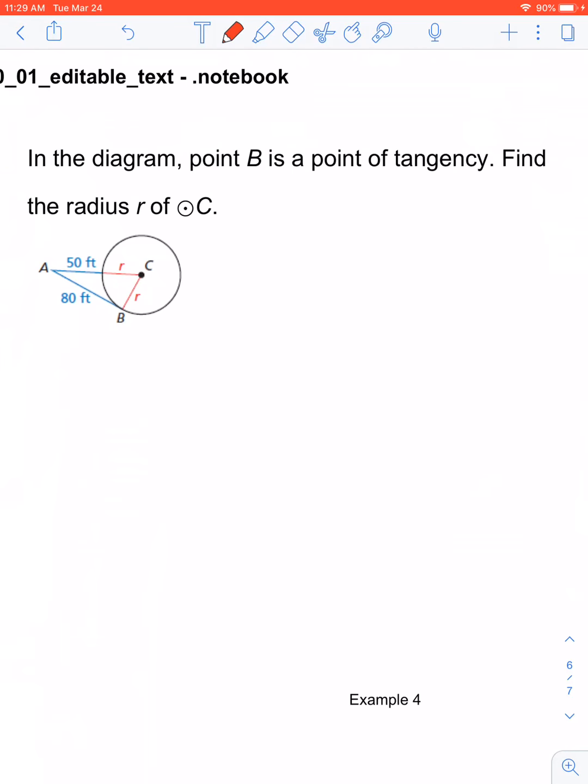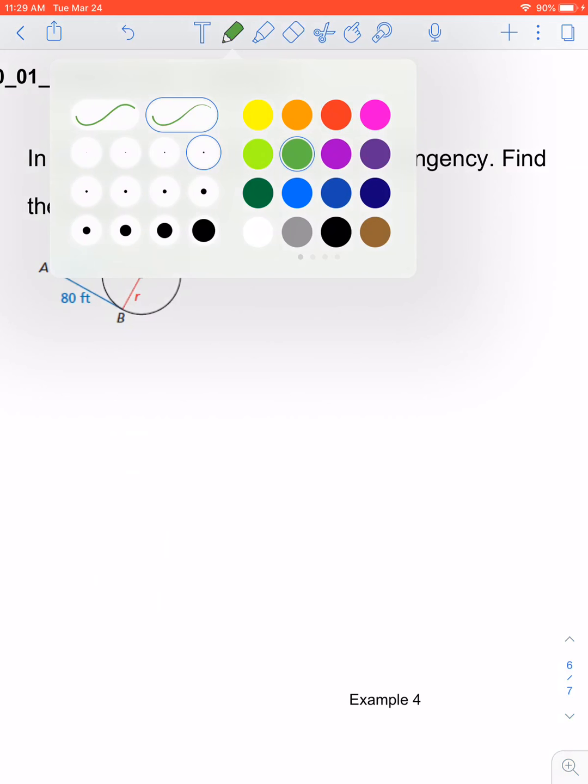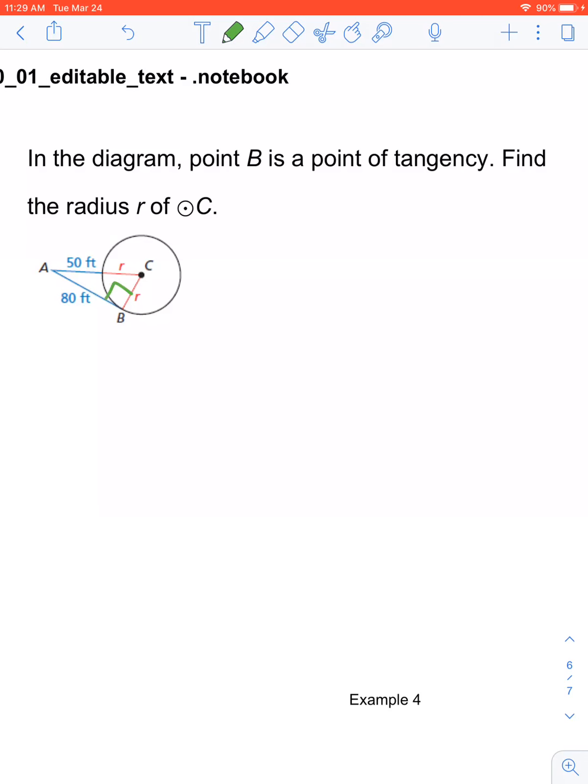Second type of problem. There are several of these on the homework. This is really just an algebra problem. Once you get the hang of it, it's good. It says in the diagram, point B is a point of tangency. That tells us that this is indeed a right triangle. They want you to find the radius R of circle C.